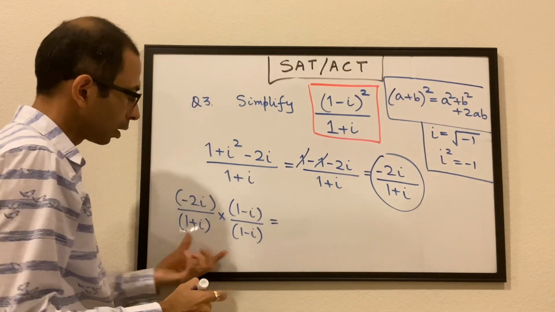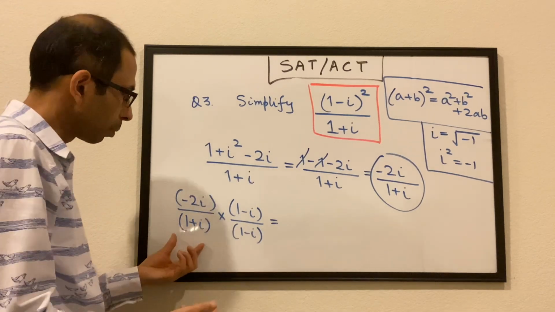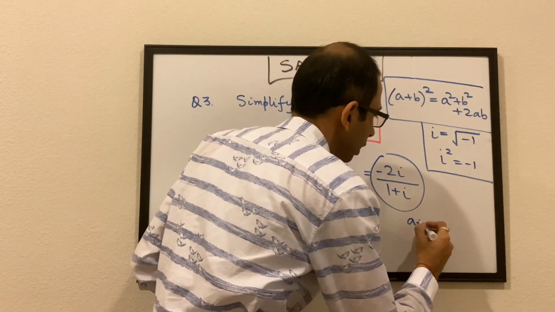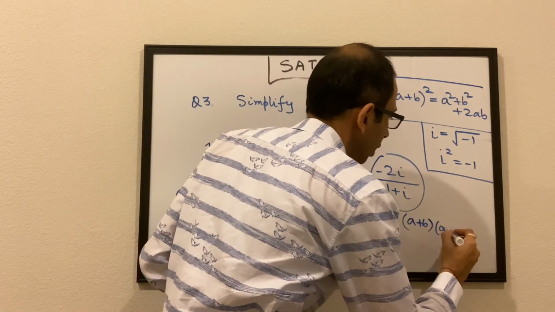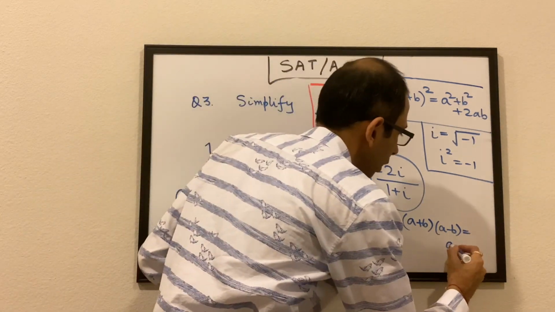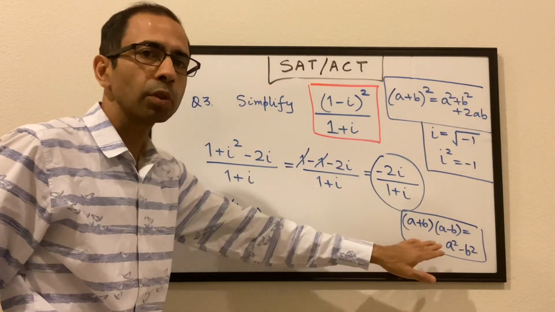Now if you see, the denominator becomes in the form of (a plus b) times (a minus b), (1 plus i) times (1 minus i), right? What is (a plus b) times (a minus b)? We know the difference of squares: (a plus b) times (a minus b) is nothing but a squared minus b squared. Right? That's the difference of squares.